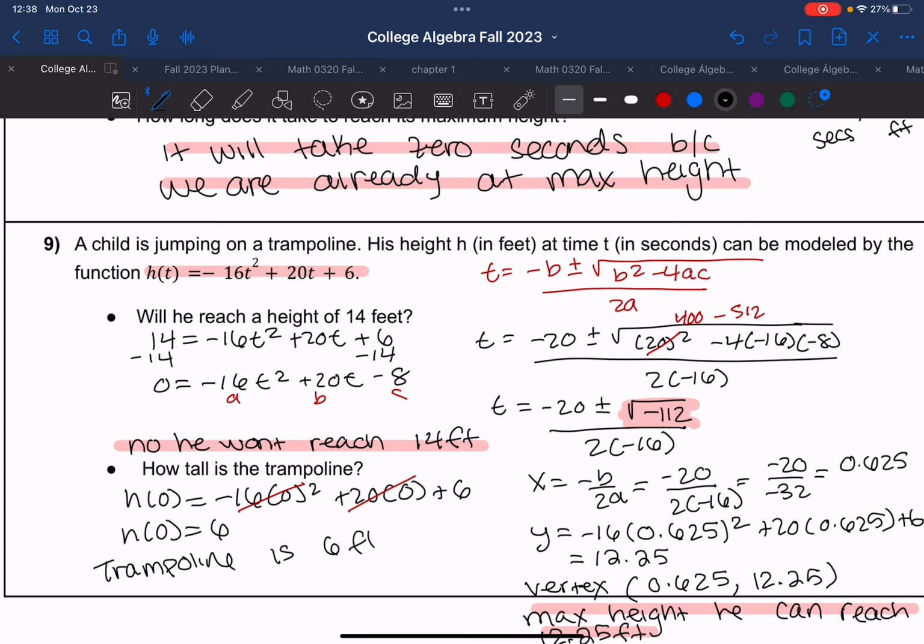This tells us that the trampoline is 6 feet tall. And we found that by plugging in 0 for t, or we could have just looked at the c value of the function. And the c value was 6, so that tells us that the trampoline is 6 feet tall.